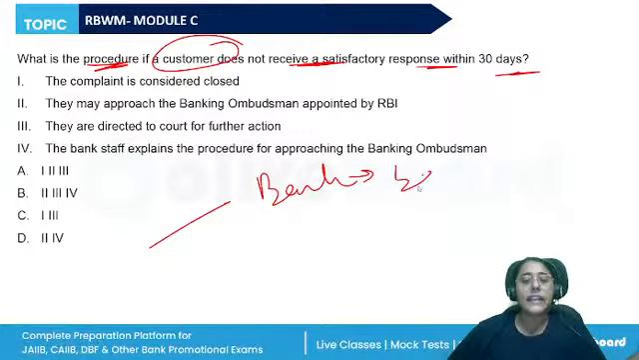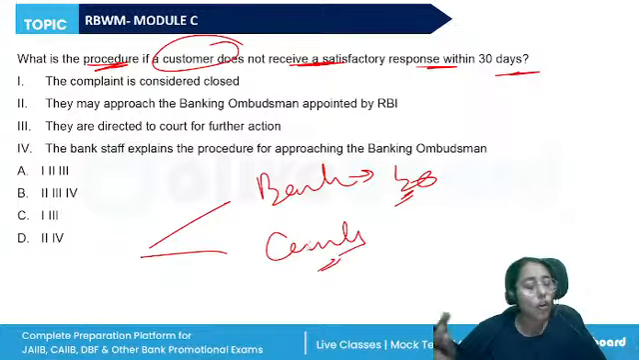Within 30 days, if they do not get a response, they can approach the banking ombudsman either online or by hand delivering a physical complaint or by email to the CRPC, Chandigarh. All right, so what is the procedure? If the customer does not receive a complaint within 30 days, the complaint is considered closed.